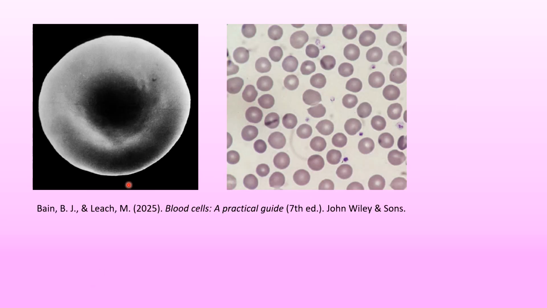This is a scanning electron microscope image of how the RBC looks. You are able to see that there is a central pallor in one-third of the RBC and the rest of the two-thirds is filled with hemoglobin. And this is what it looks like in the monolayered area of the peripheral smear.